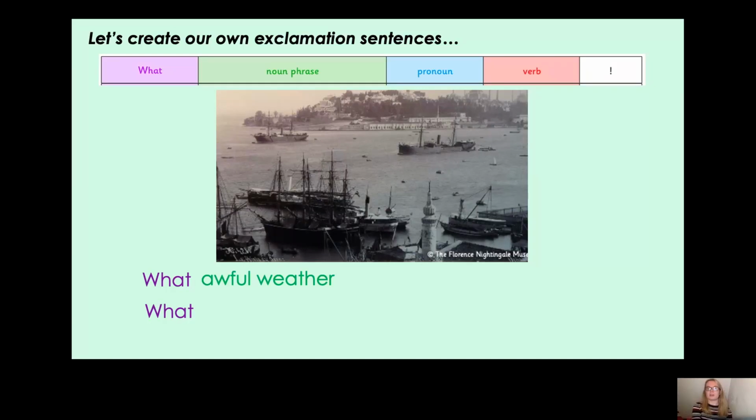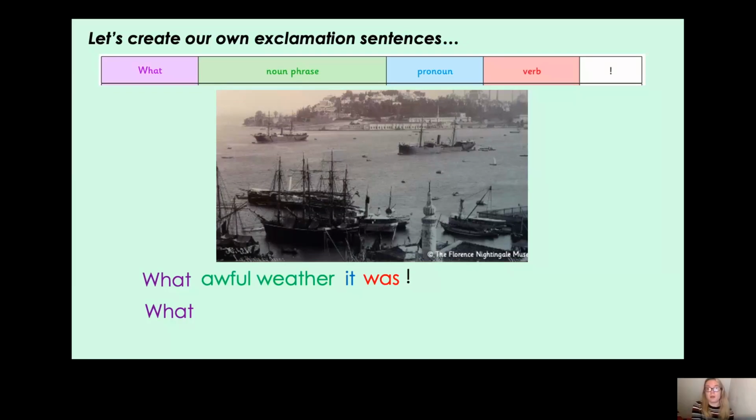Then I need a pronoun. Now I can't use she or he or they or I because the weather isn't a person, is it? So therefore I need to use it as my pronoun. What awful weather it. So I've got my what, my noun phrase, my pronoun, and then finally I need my verb. What verb am I going to use? Well, I'm going to use the verb to be in the past tense. So in the present, what awful weather it is. In the past tense, what awful weather it was. And then not to forget my exclamation mark at the end.